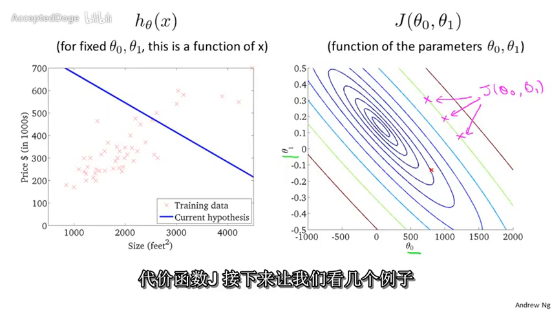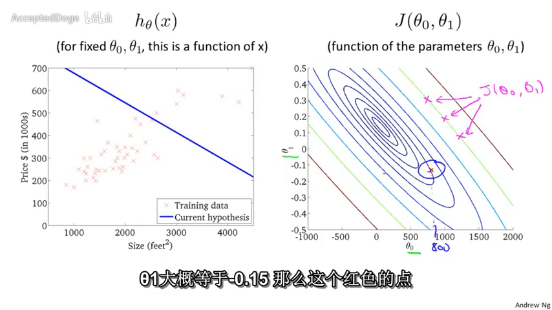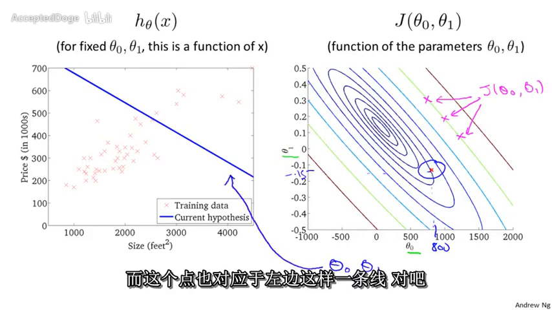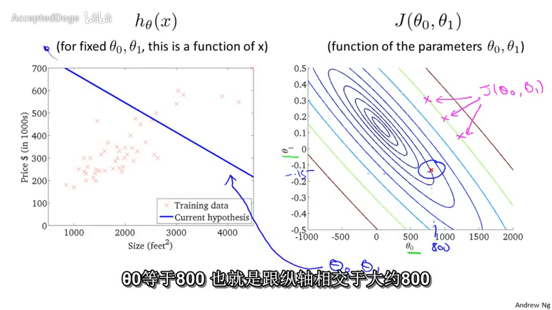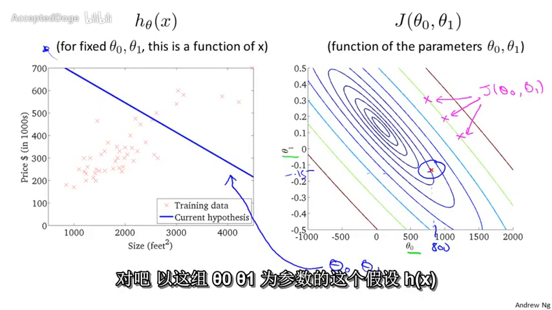Over here, I have a particular point. This is with theta 0 equals maybe about 800, and theta 1 equals maybe minus 0.15. So this point in red corresponds to one particular pair of values of theta 0, theta 1. And they correspond, in fact, to that hypothesis. With theta 0 about 800, we intersect the vertical axis around 800, and this is a slope of about minus 0.15.